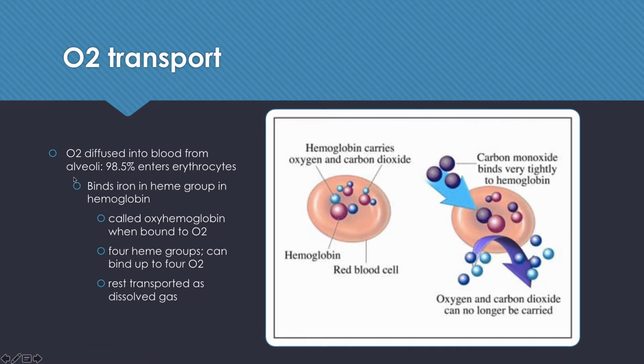So oxygen diffuses into the blood from the alveoli, and about 98.5% of it enters the erythrocytes, which remember are red blood cells. The reason they appear red is because oxygen bound to hemoglobin reflects red light. So that's why your blood is red. Not all critters have red blood. Horseshoe crabs, for example, have blue blood. So different pigments, different colors.